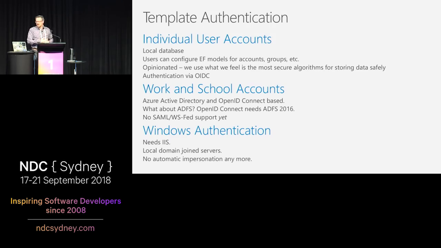The template auth, we will have our local database. You can configure your EF models for accounts and groups and everything else. We're quite opinionated about it. We don't allow you to change our password saving algorithms because we don't trust you to make the right decisions. I'm sorry, but that's true. So we have a bunch of reasonable compromises between speed of hashing and security, and we review those with every minor release, and we can tweak them somewhat and move things on.